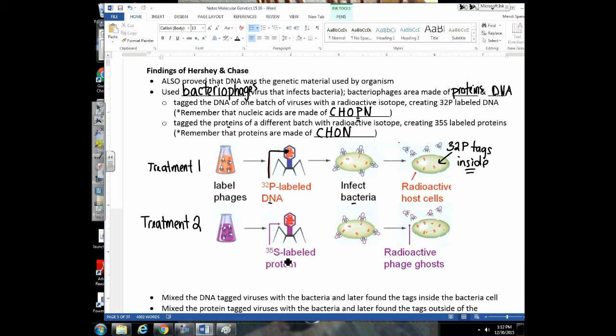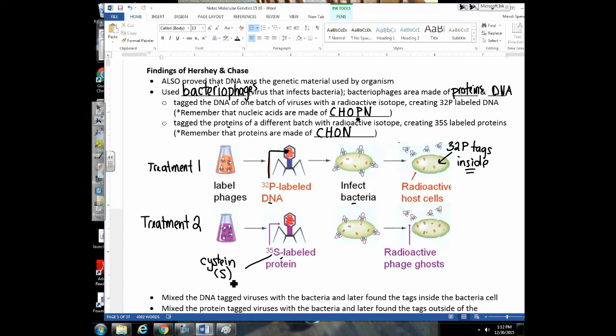So let's take a look at treatment 2. In treatment 2, they use these radioactive sulfur atoms to tag proteins. Now, if you look up here, you can see that there's no sulfur in DNA, but there are some sulfur atoms in amino acids that make up proteins, specifically cysteine. So I'm going to indicate cysteine is the amino acid that contains sulfur. So we were labeling these proteins so that we can track where they're going to go.